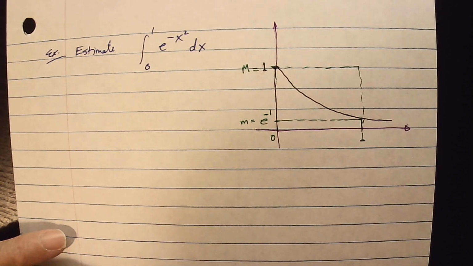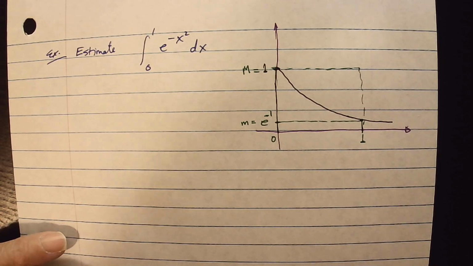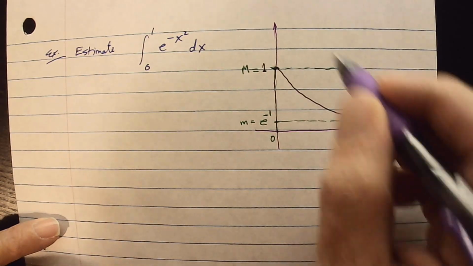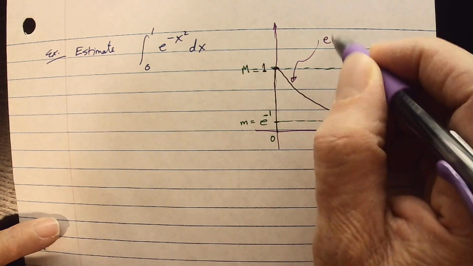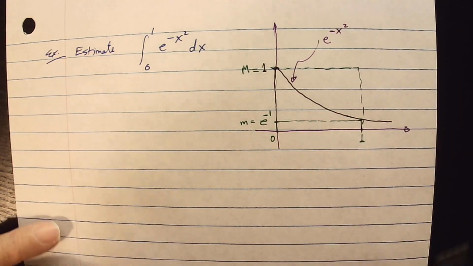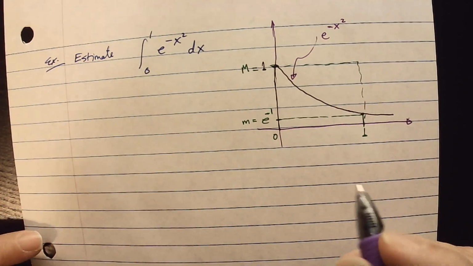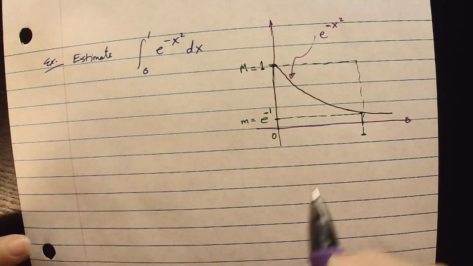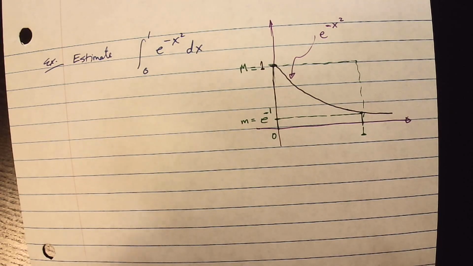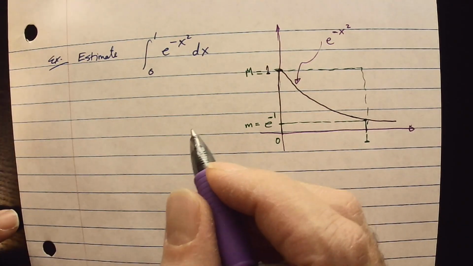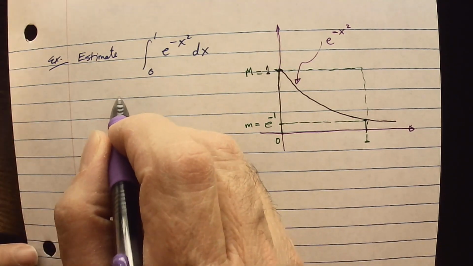Okay guys, the next example is estimate the integral from 0 to 1 of e to the negative x squared dx. This is the graph of the function, e to the negative x squared, and now we are going to use the inequality that we mentioned last session, where we were stating the properties of the definite integral.